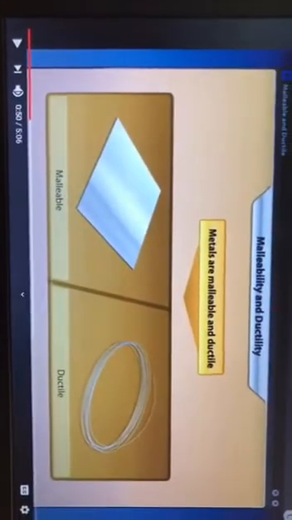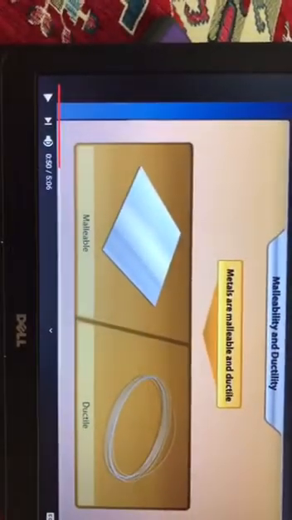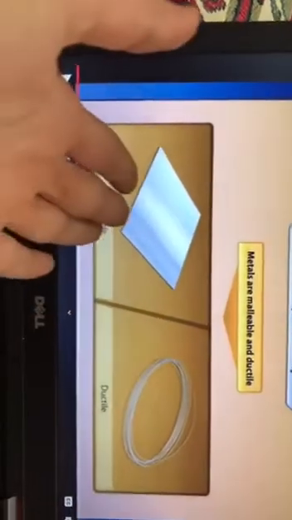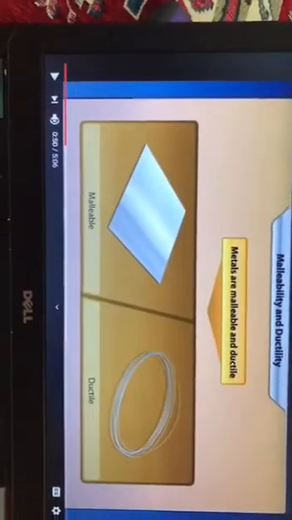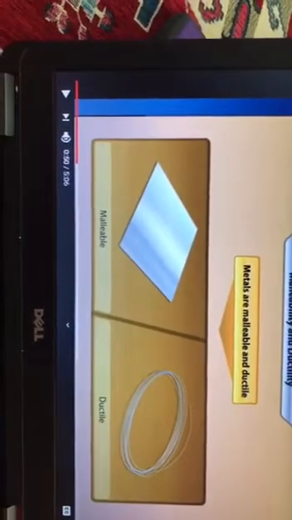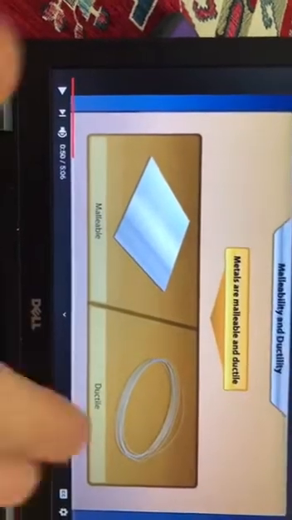What about ductility? If you see both of them, they are metals. So with metals, I can make any shape that I want. I can make it as a sheet. I can make it as a roll, just like a wire. So these are the properties of the metals: malleability and ductility.